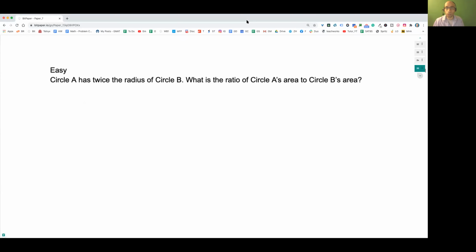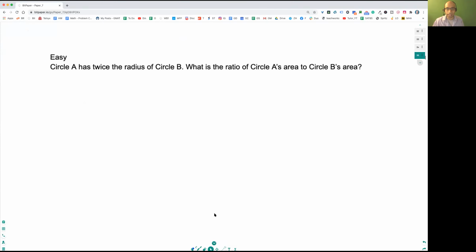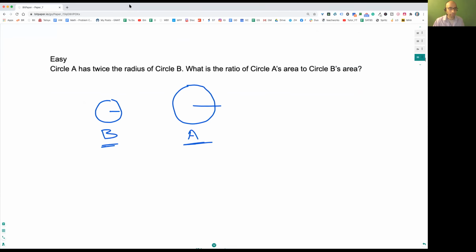Okay, so circle A has twice the radius of circle B. Let's say circle B is this much, then circle A has twice the radius. Then you're asked what is the ratio. This is circle B, this is circle A. You're asked what is the ratio of this one's area to this one's area. So take a few minutes and solve it. Take your time.